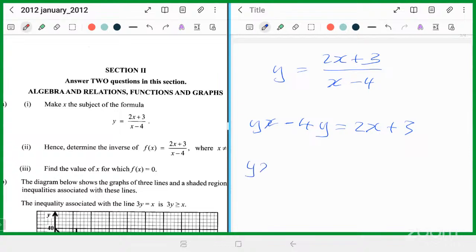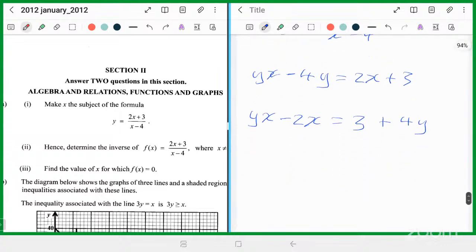So this yx remains. This 2x comes over here, becomes a minus 2x, equals this 3 remains there, 3. This minus 4y goes over and becomes a positive 4y. Then to make x the subject, now to factorize the x out of these two terms, let's do it. So factorize x out of it, and get y minus 2. And factorize x out of this, still equals 3 plus 4y.